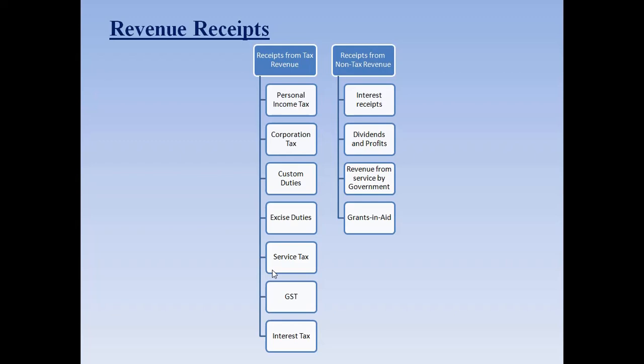Dividends and profits. If a government has invested in some company and it gets the dividend regularly and earns profit, that is your non-tax revenue item. And then the revenue from services by the government. If the government has provided any kind of services, then out of that service the government can generate some level of income, and sometimes the money is provided through grants also. That is known as the grants in aid, GIA.